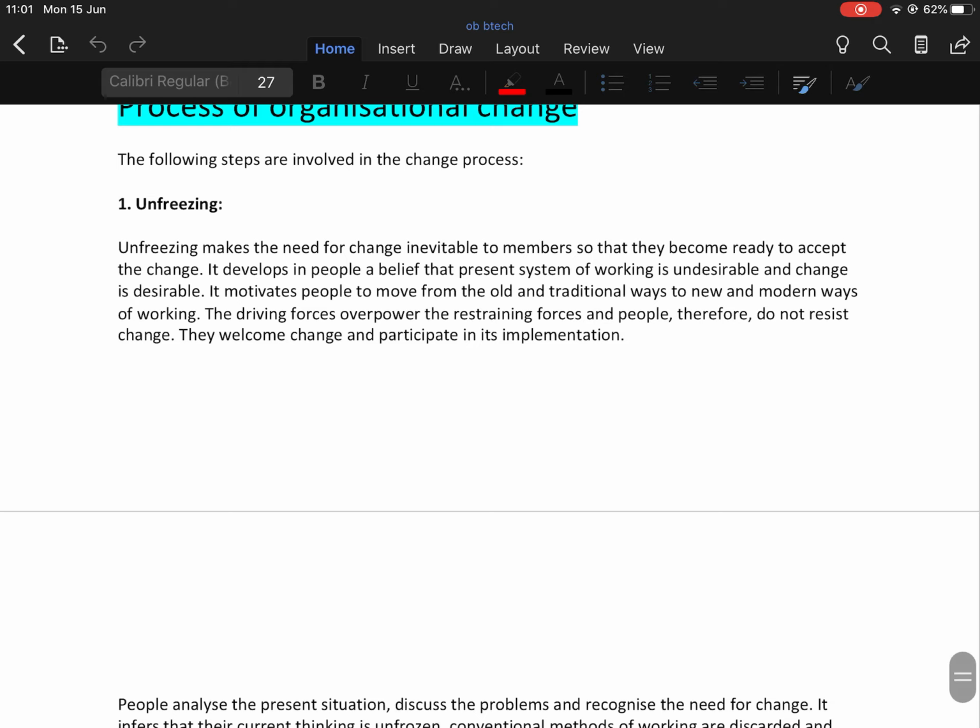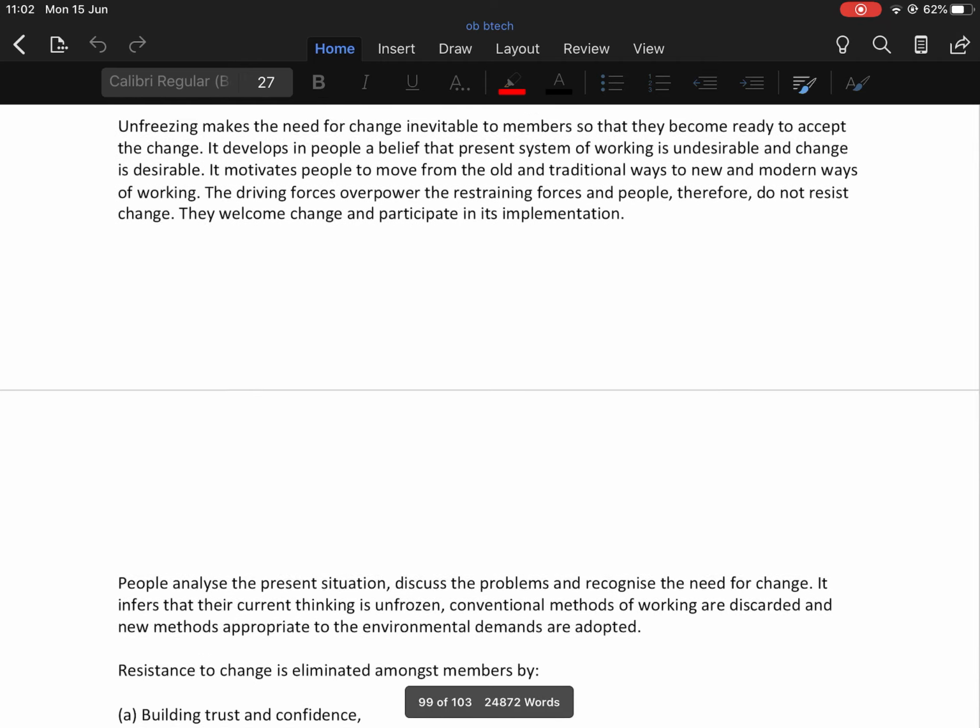Unfreezing makes the need for change inevitable to members so that they become ready to accept the change. It develops in people a belief that present system of working is undesirable and change is desirable. It motivates people to move from old and traditional ways to new and modern ways of working. The driving forces empower the restraining forces, and people therefore do not resist change. They welcome change and participate in its implementation.